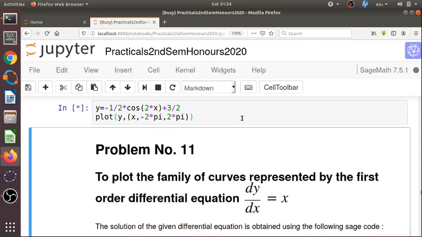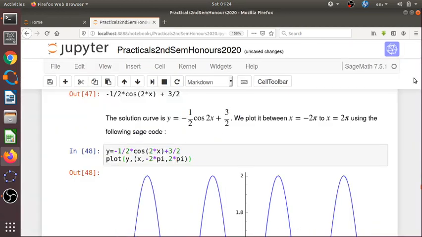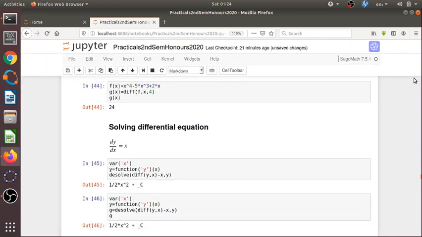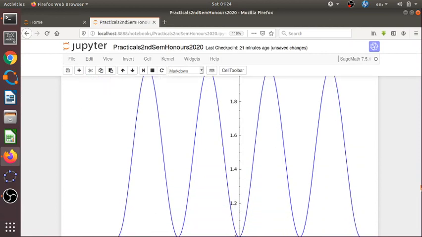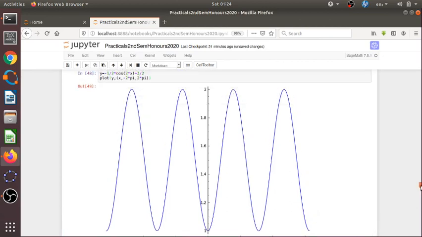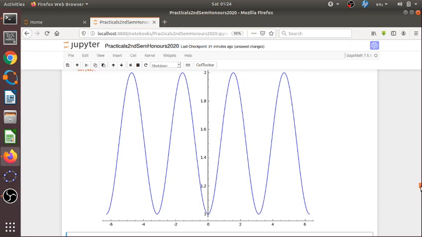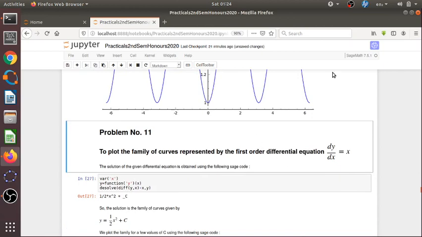If you just press shift enter, this is the plot you get. Okay, let me minimize. So this is the plot that we get. Right, it's the plot of minus half cos twice x plus 3 by 2. So you try to draw it in your practical notebook. Okay, so let us see another problem.